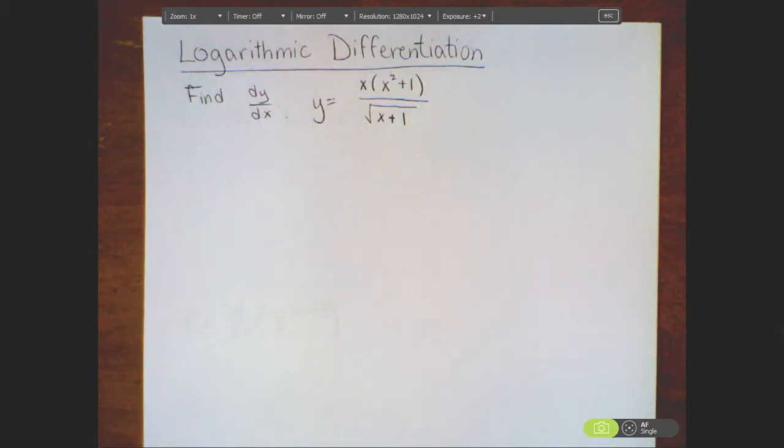Next, we're going to look at the technique of logarithmic differentiation. So now that we know how to take the derivative of log functions, we're going to use that to be able to make certain types of differentiation much easier. So here's an example of a pretty messy function.